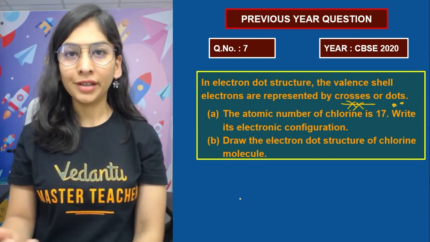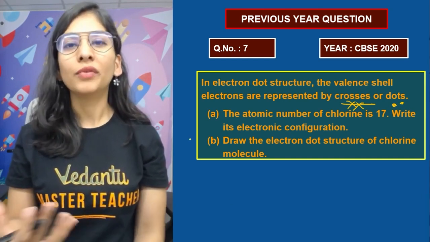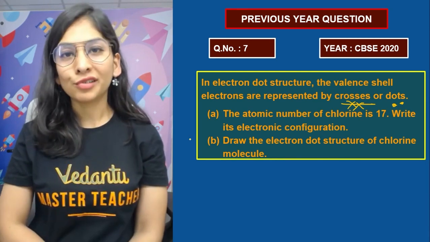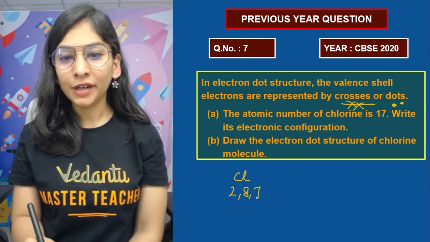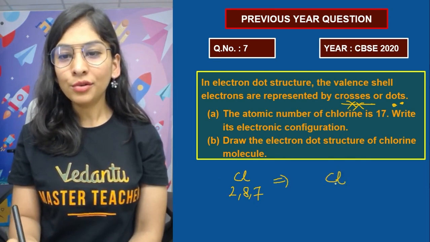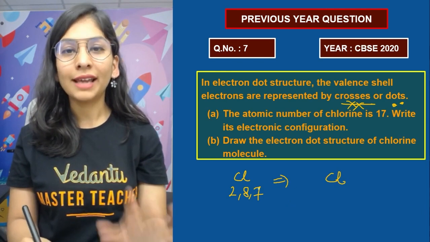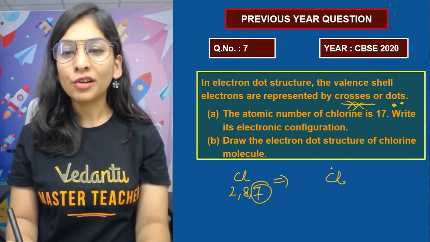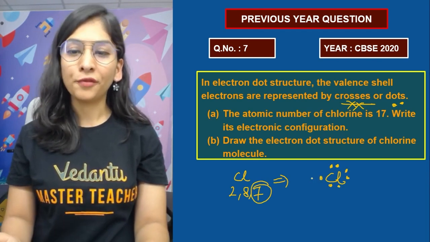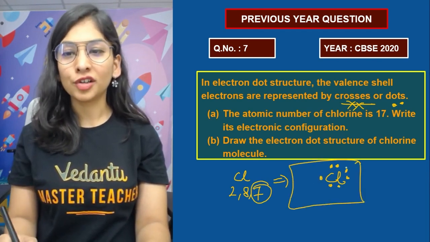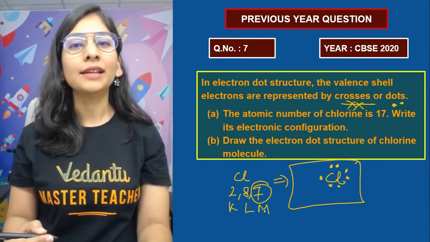Its electronic configuration. That's the question: how to make covalent molecules, like how to write their electron dot structure as well. If I talk about chlorine, this is the configuration 2, 8, 7. How to write its electron dot structure as well, like for a single atom. Valence electrons you represent in the form of cross or dot, and generally you write them in pair form. This is the electron dot structure of chlorine. This is its configuration of K, L, and M shell.